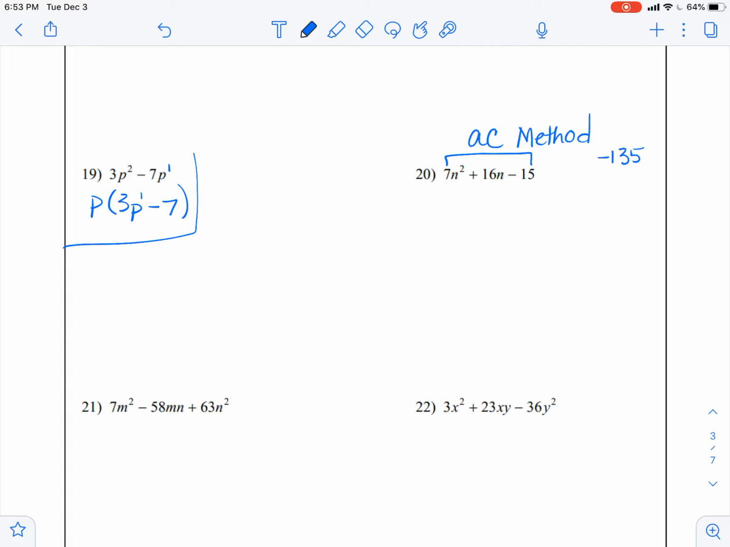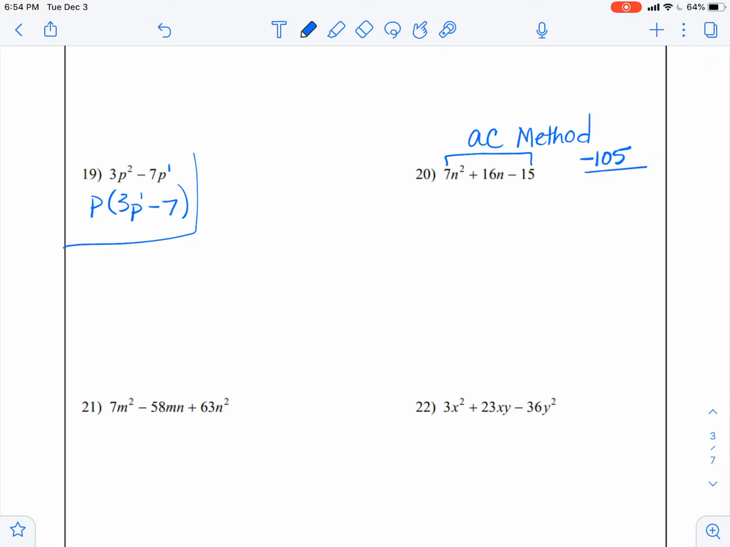The problem with this method is sometimes your numbers do get kind of big. Make sure I multiplied that right. 75. That's not right, is it? Is it 105? I was doing that in my head, and then I got to thinking that doesn't look right. 15 times 7. Yeah, 105. Whoop, good thing I caught myself. Okay, negative 105.